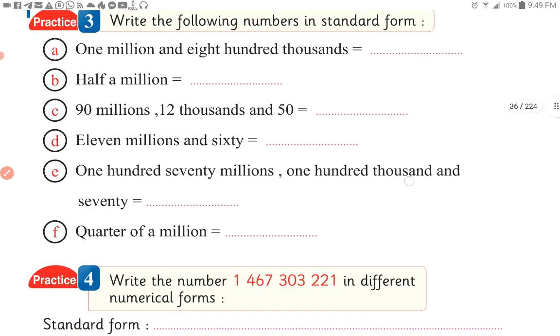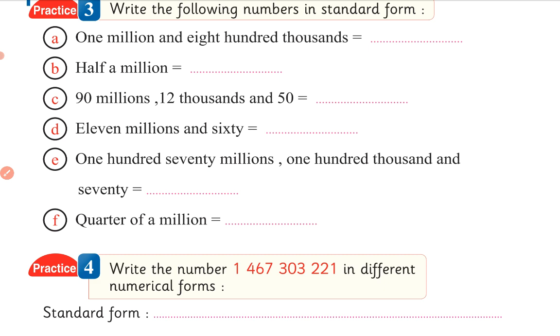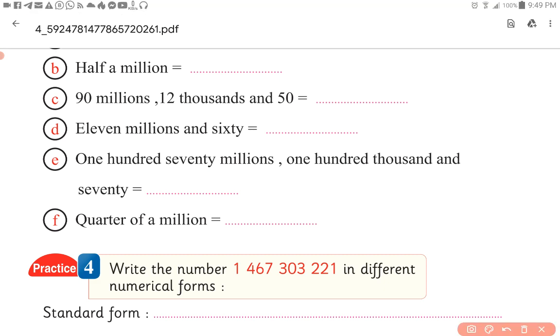That's okay. Quarter of a million. Quarter of a million. 250,000. That's okay. Then write the number.